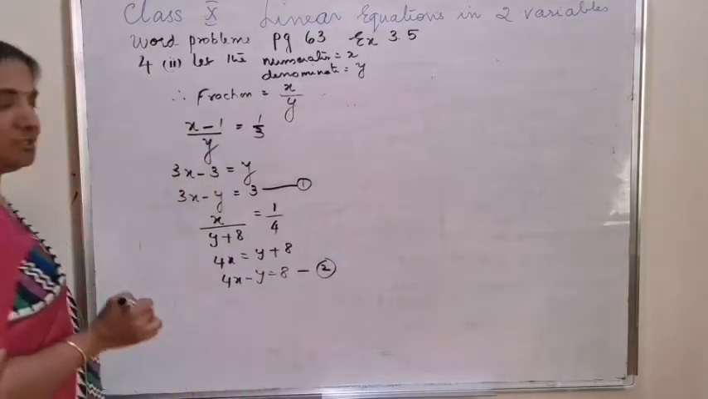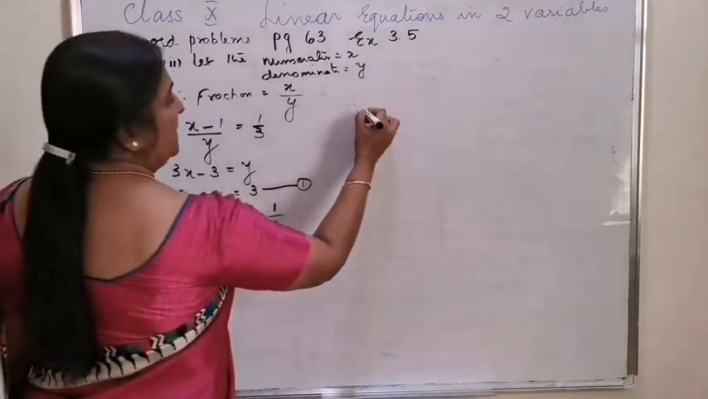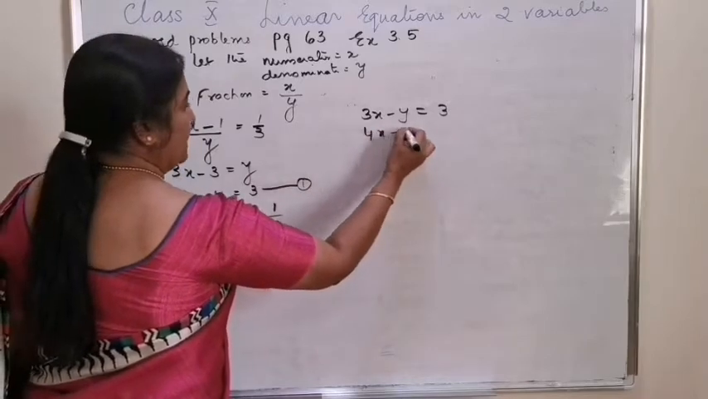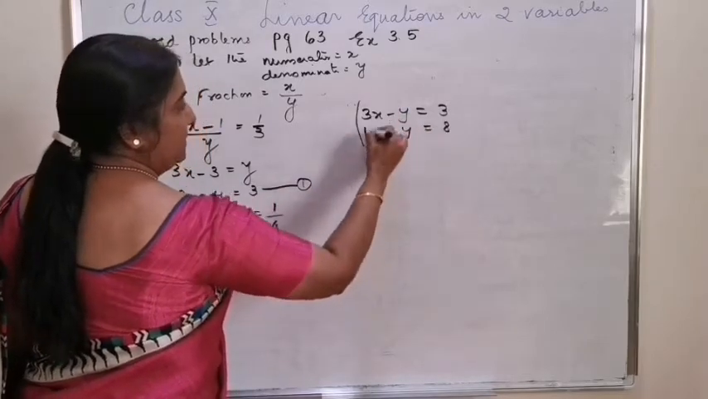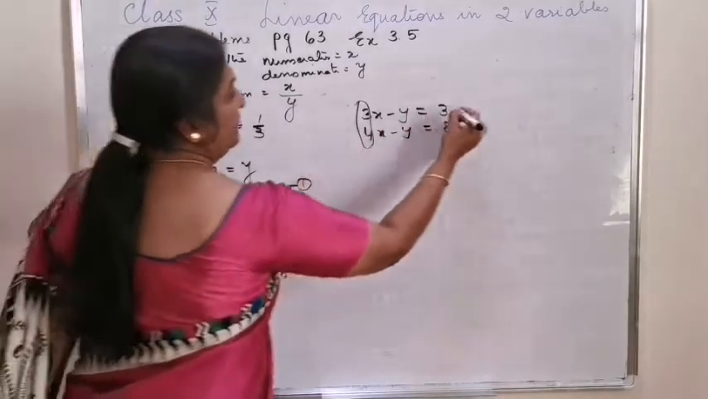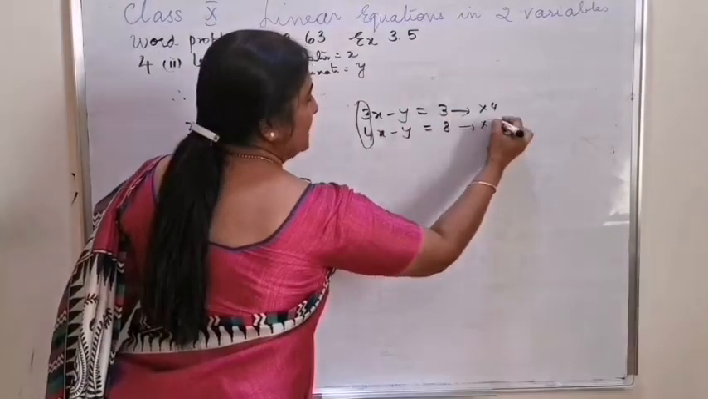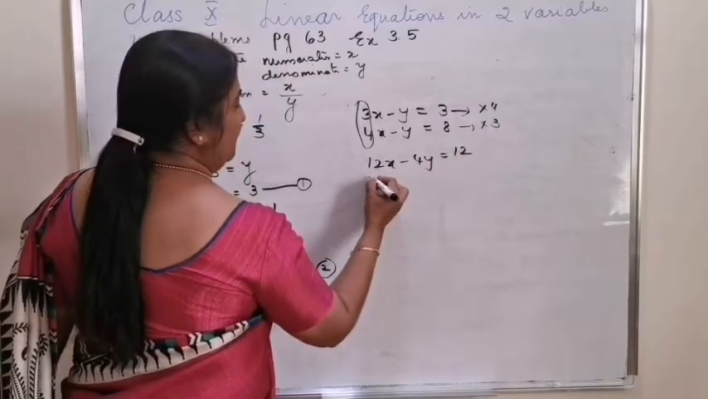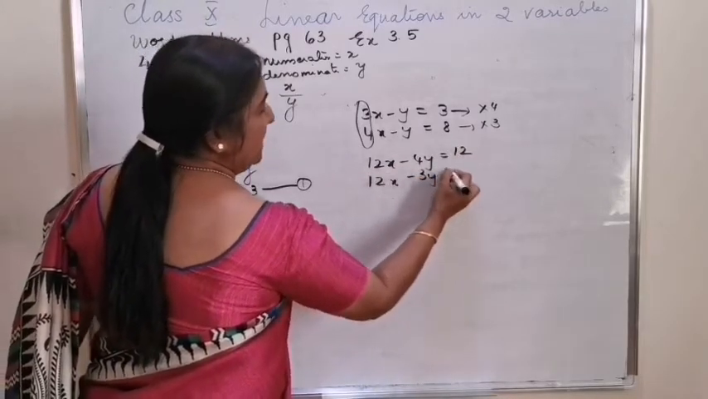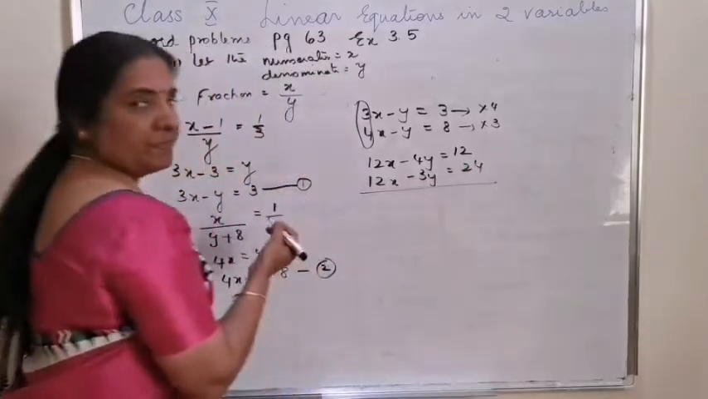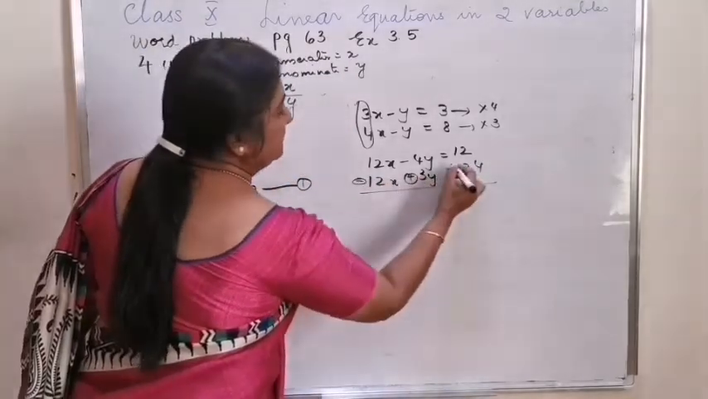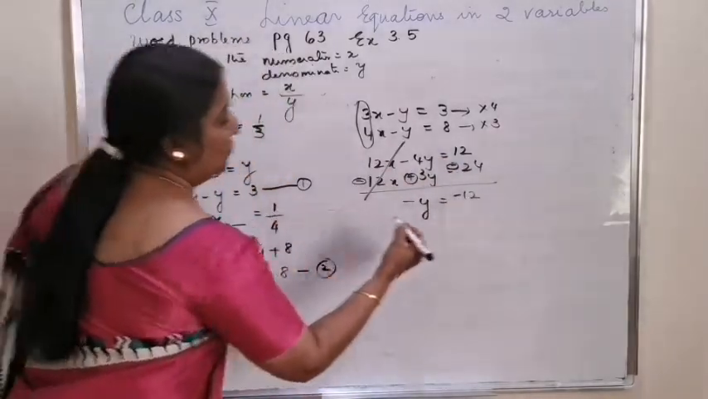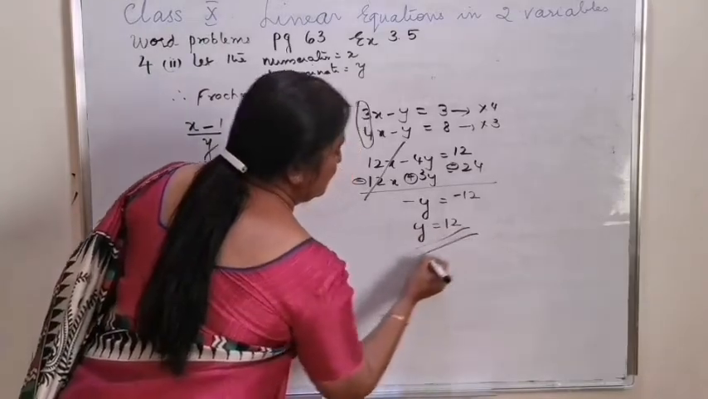Equation number 2. By solving, 3x minus y is equal to 3. 4x minus y is equal to 8. LCM is 12. Multiply by 4, multiply by 3. 12x minus 4y is equal to 12. 12x minus 3y is equal to 24. Subtract the equations. Minus y is equal to minus 12, or y is equal to 12.